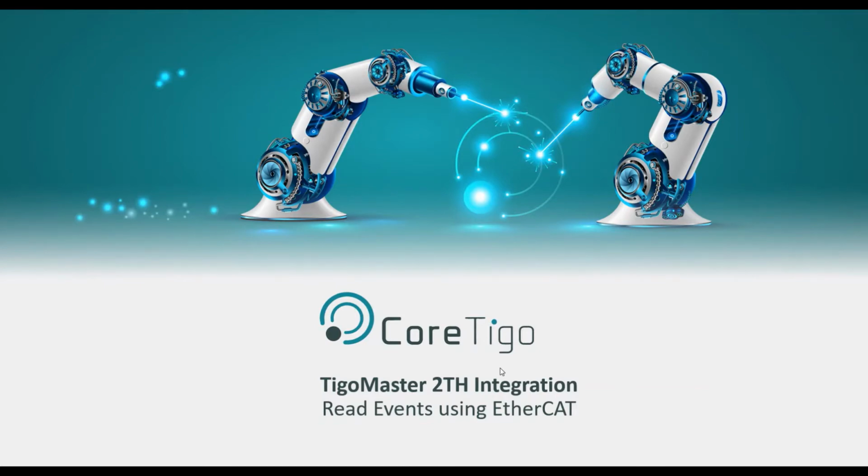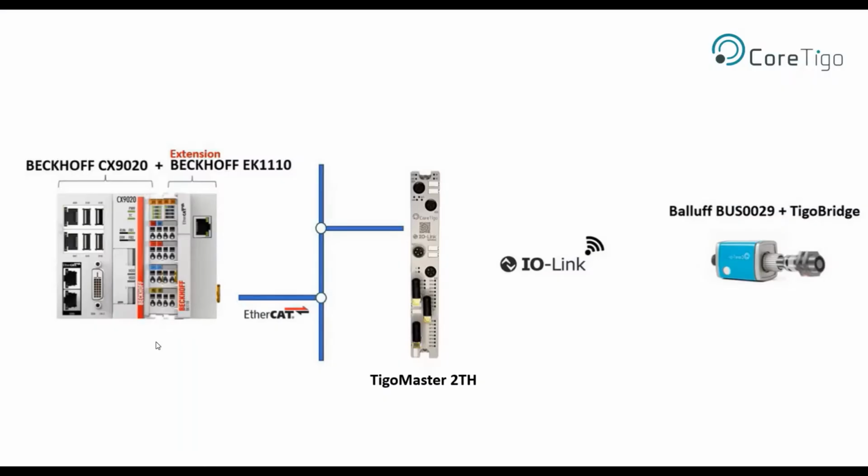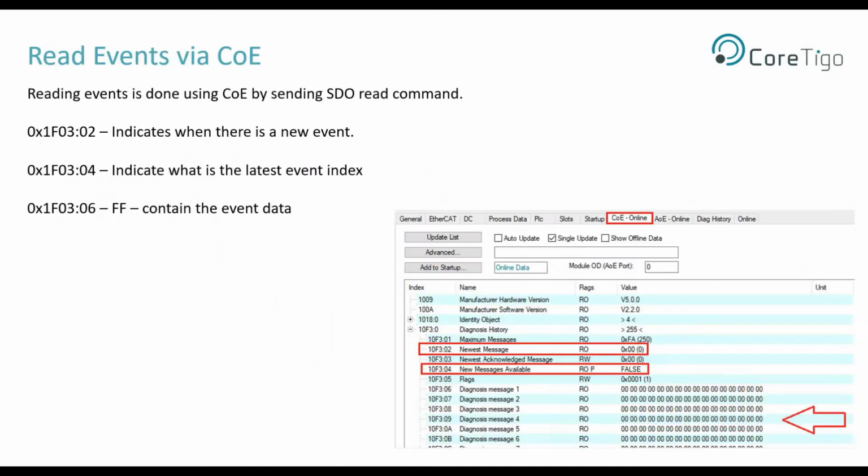In this video, we will demonstrate how to read events using EtherCAT from TigoMaster to TH. In the following example, we will read events from the TigoMaster to TH, which is connected wirelessly to a ball proximity sensor. We will use the Beckhoff PLC connected to the TigoMaster to TH and communicate using EtherCAT protocol.